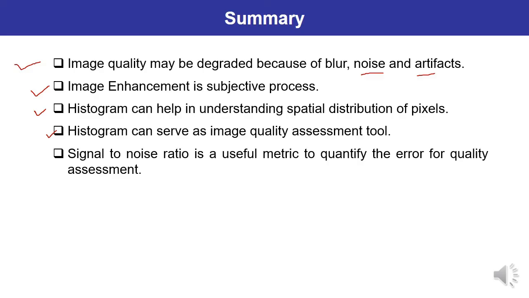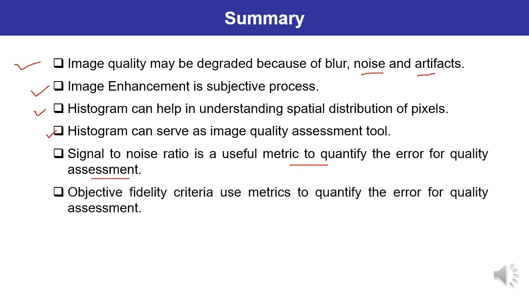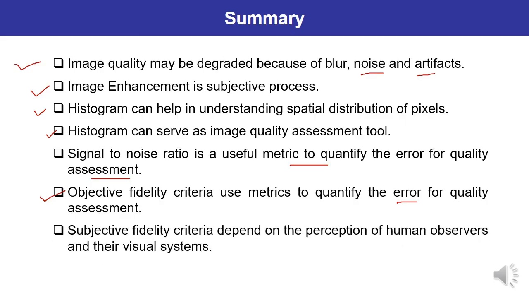Signal to noise ratio is a useful metric to quantify the error for quality assessment. This is a very important point. Objective fidelity criteria use a metric to quantify the error for quality assessment, and subjective fidelity criteria depend on the perception of human observers and their visual systems. So this is all about the things which you have studied in today's lecture.